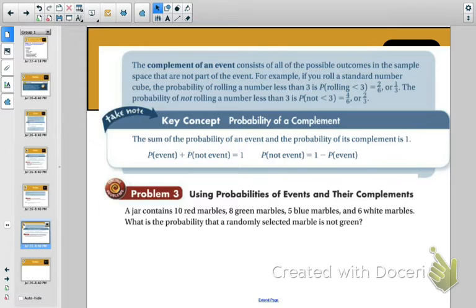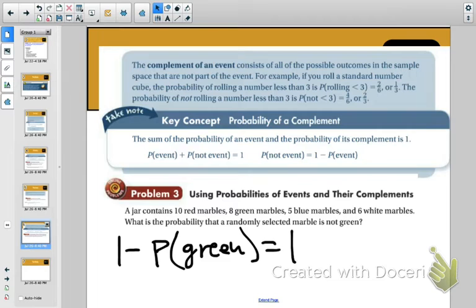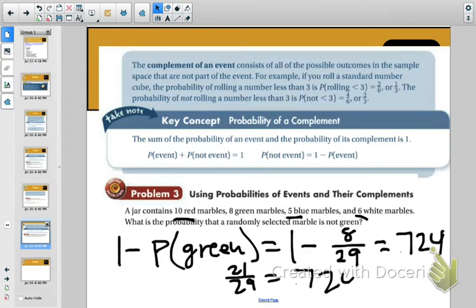Okay, a jar contains 10 red marbles, 8 green, 5 blue, and 6 white. What is the probability that a randomly selected marble is not green? So you could add up all the ones that are not green, or what you could do is say 1 minus the probability that it is green. So that'd be 1 minus 8 out of, how many is there total? 10, 18, 23, 29, is that right? 1 minus 8 out of 29, which would come out to be about 72%, 0.724. Okay, so you could do that, or you could add up all the ones that are not green, which is red, so 10 plus 5 plus 6, which would make 21 out of 29, which should be the same, 0.724. So that is complements, theoretical, experimental probability.